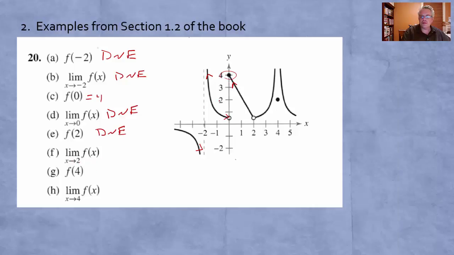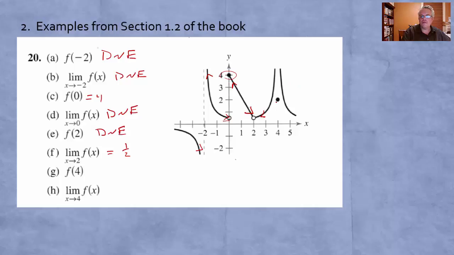The limit as x approaches 2 of f of x: as we approach 2 from the left, it looks like it equals 1/2. And as we approach from the right, it looks like it equals about 1/2. So that limit exists. It's the y value of this point.